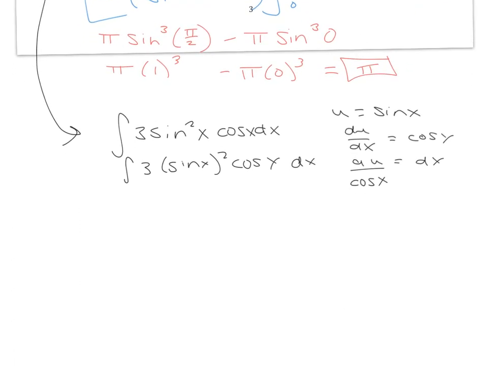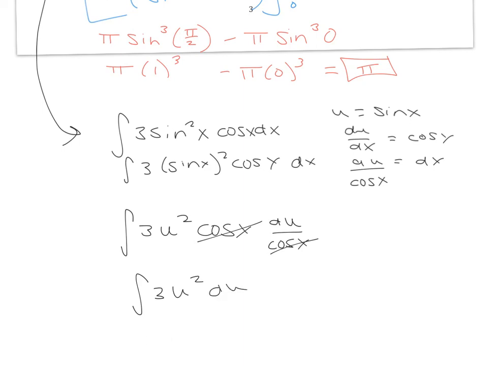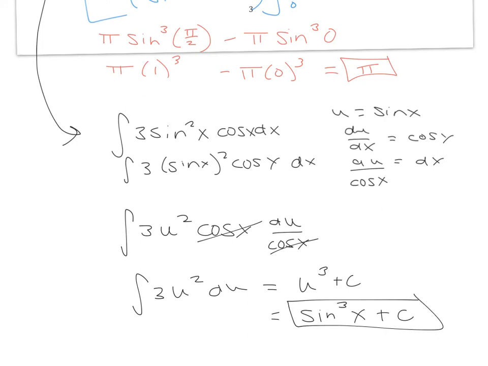And so, when we go here, this would become 3 u squared cosine of x times du over cosine of x. Great news, the cosines cancel. So we get 3 u squared du. What is the integral of 3u squared? That's just u cubed plus c. And we knew u was sine of x, so that's sine cubed of x plus c. So we could have done that with U-substitution. That would have been very doable.